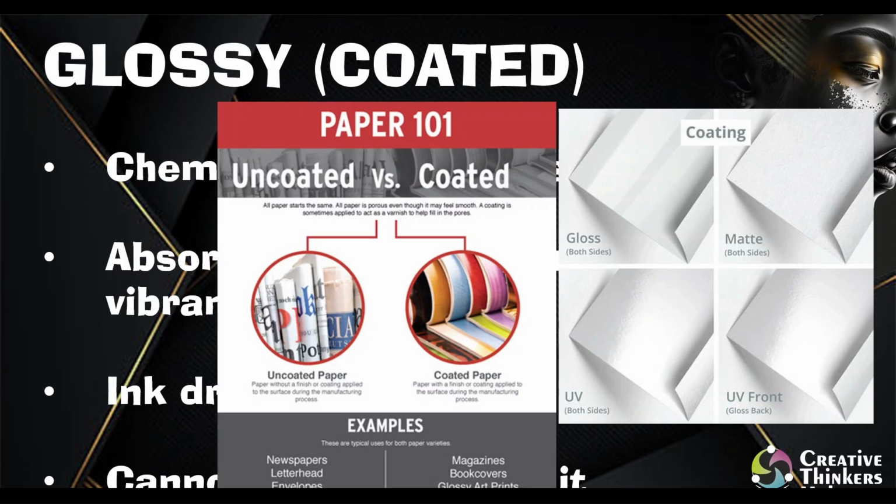Then, as I said, uncoated papers. So newspapers, letterheads, envelopes, they are all uncoated. And magazines, anything where you need very vibrant colors, colors showing out, magazines, book covers, glossy art prints, they are always done on coated papers. Fine.